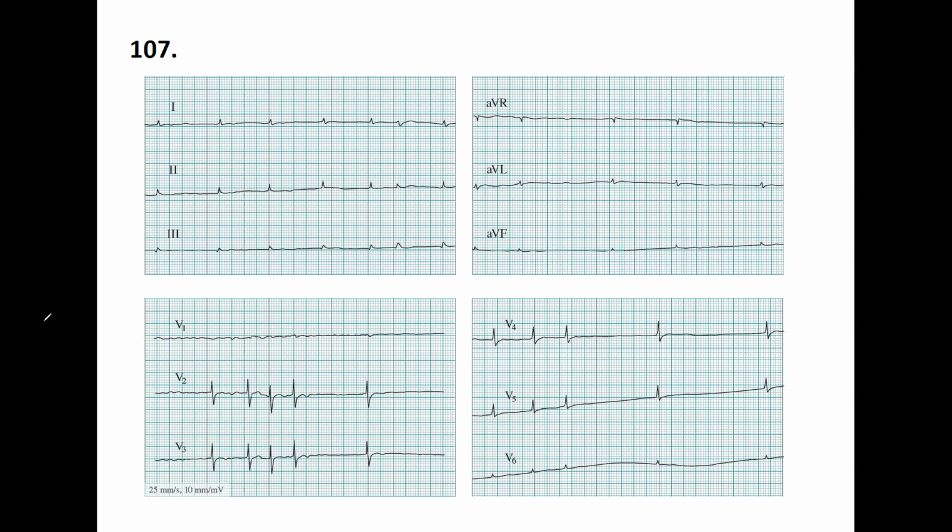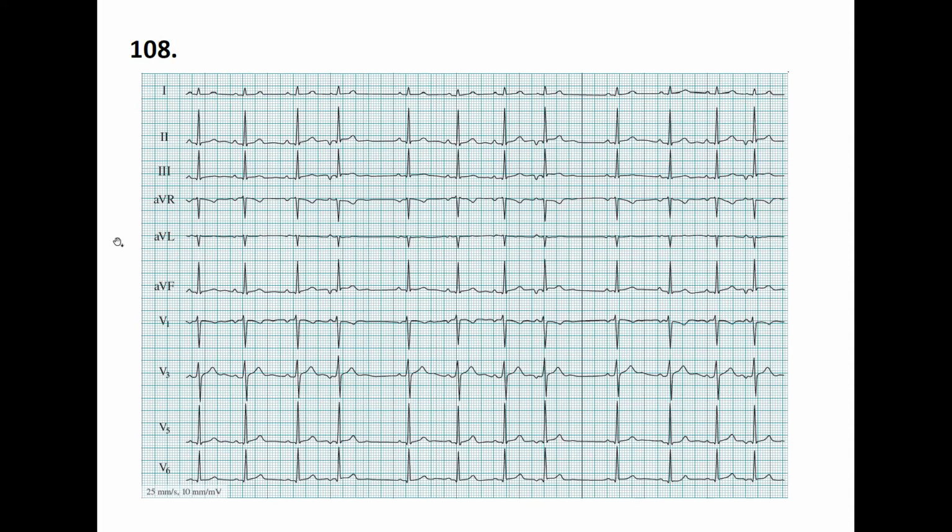All right, let's move on. 108. We can see this is an arrhythmic ECG, and I counted 8 heartbeats in 6 seconds. So that would be around 80 beats per minute.